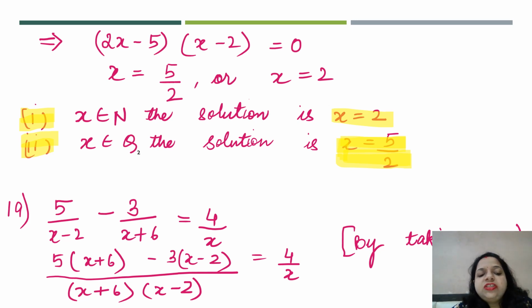Coming to the 19th question, children. 5 upon x plus 6 minus 3 upon x minus 2 is equal to 4 upon x. Now, from this side, we take the LCM on the left hand side. So x plus 6 into x minus 2 will be the denominator, and 5 will be multiplied by x minus 2 and minus 3 will be multiplied by x plus 6, and on the right hand side we have 4 upon x. Are you able to understand, children? Now coming to the next slide.